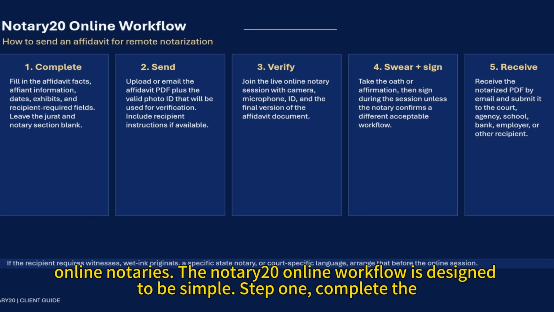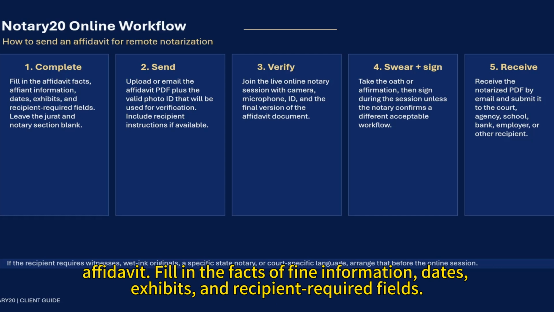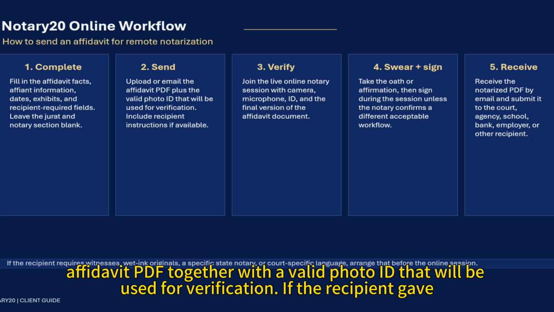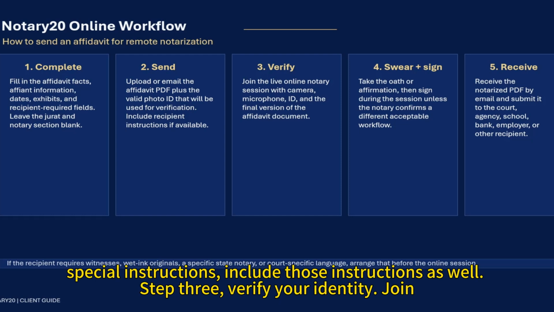Step 1. Complete the affidavit. Fill in the facts, affiant information, dates, exhibits, and recipient required fields. Leave the jurat and notary section blank. Step 2. Send the document. Upload or email the affidavit PDF together with a valid photo ID that will be used for verification. If the recipient gave special instructions, include those instructions as well.